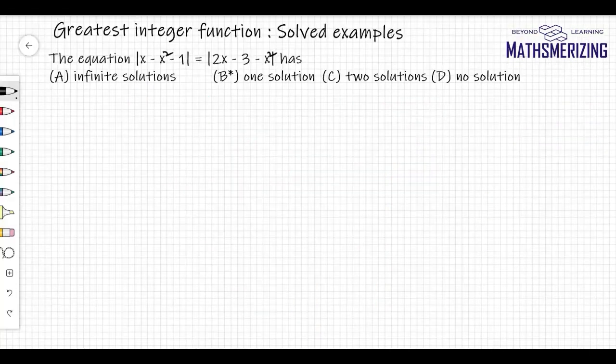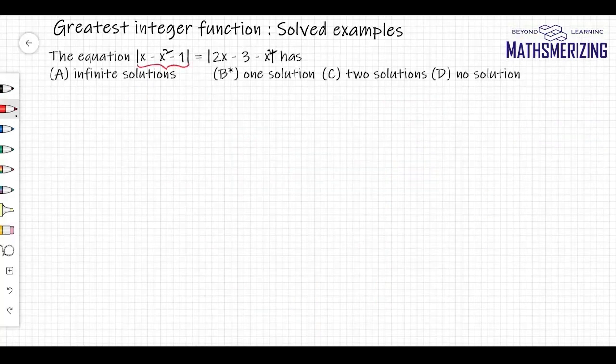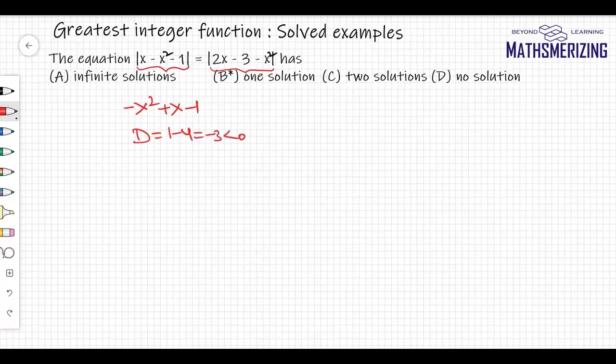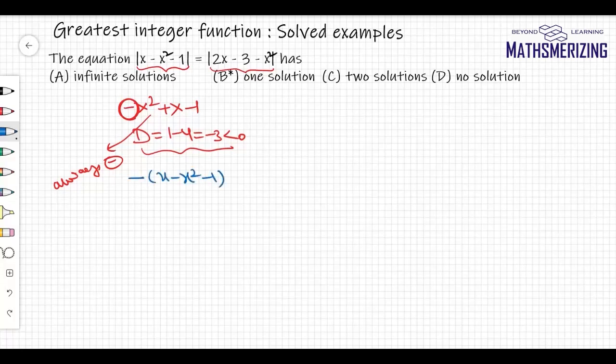So the question is, solve the equation mod of x minus x square minus 1 is equal to 2x minus 3 minus x square. So I look at minus x square plus x minus 1. Now the value of d for this is less than 0. So d less than 0 and a less than 0. So that means this quadratic expression is always negative. So clearly what I know is, when a function f(x) is less than 0, then mod of f(x) is minus f(x). So I can write it as minus x square minus 1.